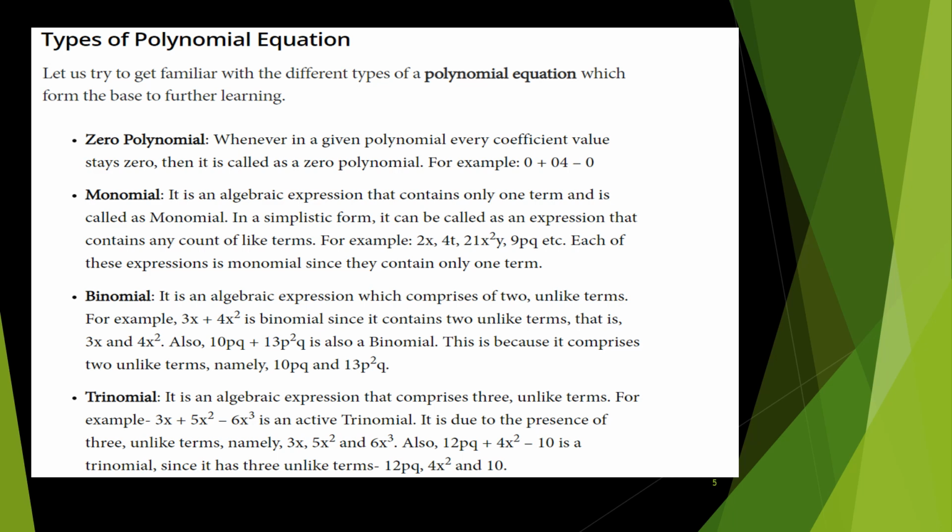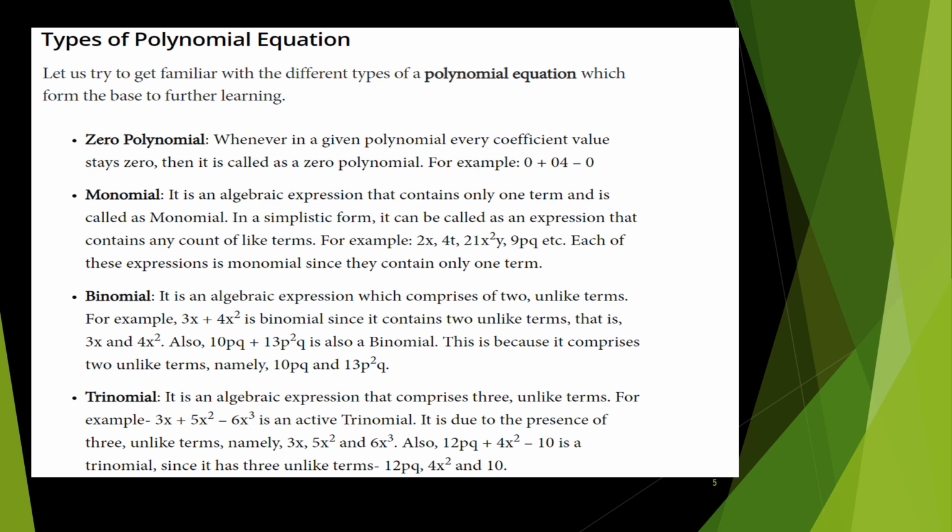Now, types of polynomial equation. Let us try to get familiar with the different types of polynomial equation which form the base to further learning. The first type is zero polynomial. Whenever in a given polynomial, every coefficient value stays 0. Polynomial means an equation. So if in an equation there is 0 variable.